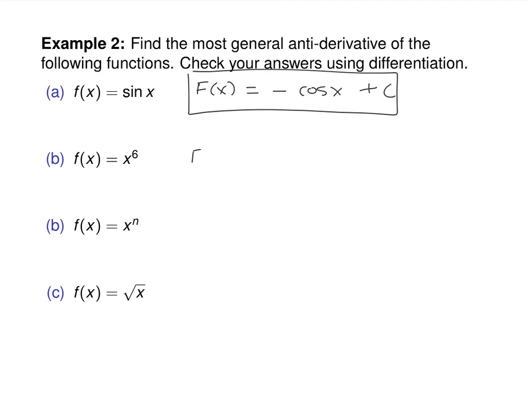Okay, this one. So whose derivative is x to the 6th? Well, if I had x to the 7th, its derivative is 7x to the 6th, right? But I don't want 7x to the 6th, I just want x to the 6th. So how do I get rid of that 7? Times by 1/7. And then once again, you add your constant plus C on the end.